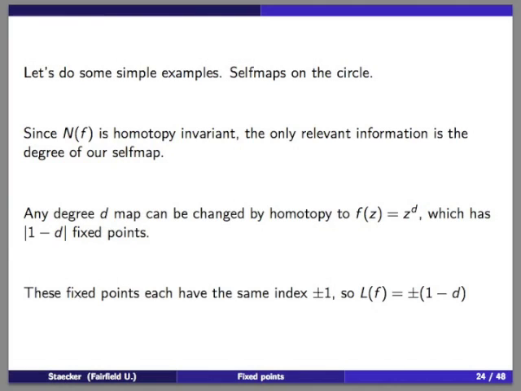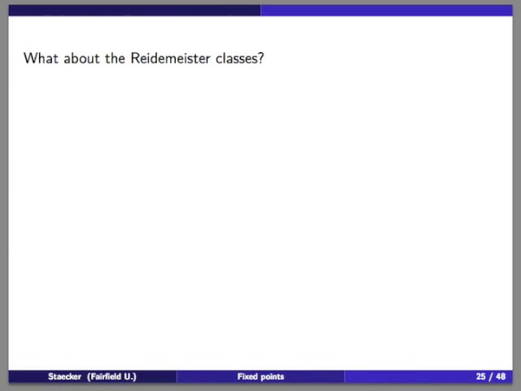You can show, again, just by using the slopes of the graph intersections, that these fixed points will all have the same index. They'll all either be +1 or they'll all be -1, depending on whether the degree of the map is positive or negative. And so in that case, if you add them all up, since there are |1 minus d| fixed points and they all have index plus or minus 1, the Lefschetz number will be plus or minus |1 minus d|. That's easy enough. What about the Reidemeister classes?